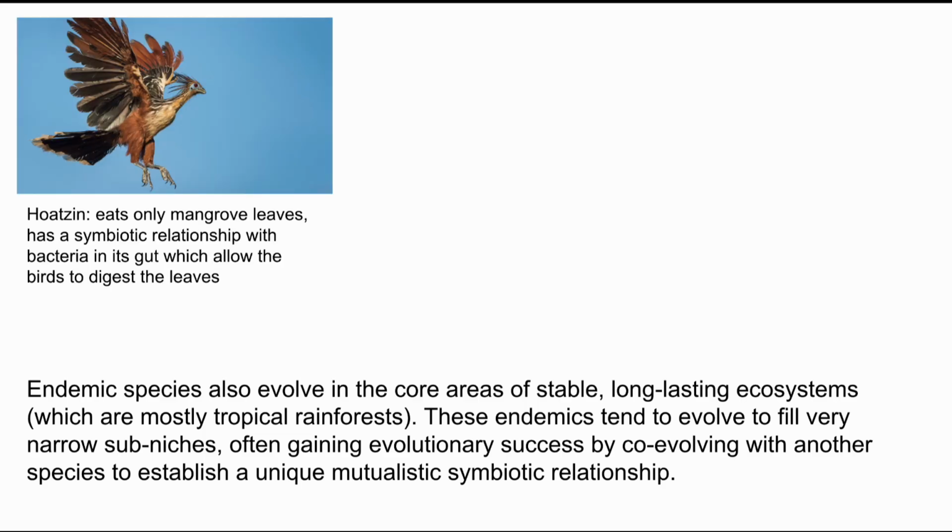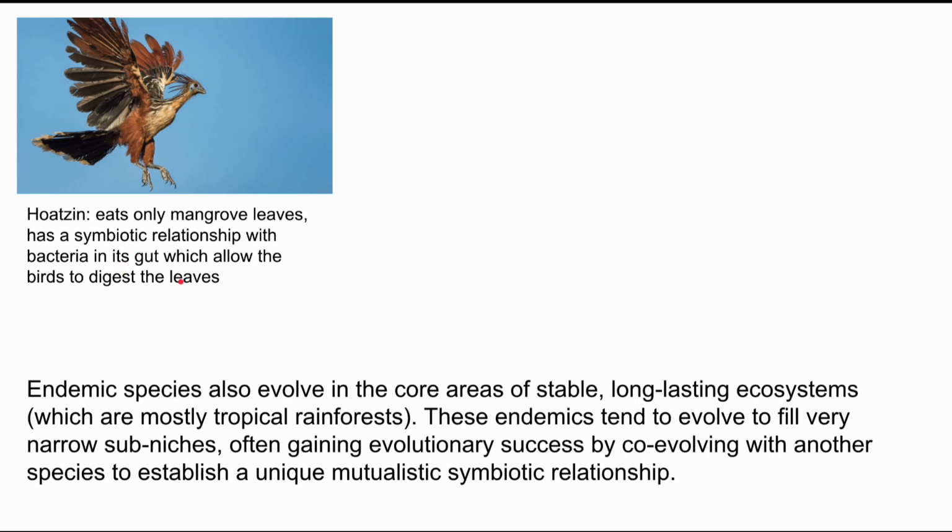So, for instance, you have the Hoatzin. The Hoatzin is this bird that's found in the Amazonian area. And what's different about it is that, unlike other birds, it has done what cows essentially do, which is it has a symbiotic relationship with a type of bacteria in its gut that allows it to eat leaves. Birds don't usually eat leaves. They eat fruits, they eat seeds, but they don't eat leaves. But this one, like a deer or a cow, can eat leaves because it has this symbiotic relationship.